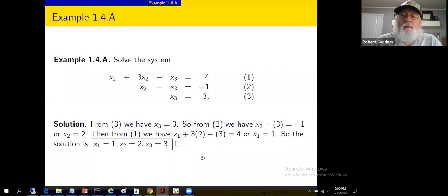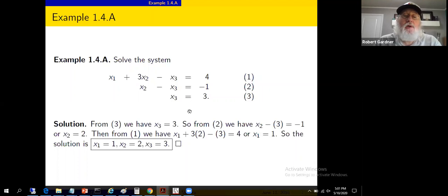Its augmented matrix would be 1, 3, negative 1, bar, 4; 0, 1, negative 1, bar, negative 1; 0, 0, 1, bar, 3. Where would the pivots in the augmented matrix be? Here, down and to the right, here, and down and to the right. And there are no rows of zeros. It has to be an equation that read 0 equals 0 coming from the system of equations.